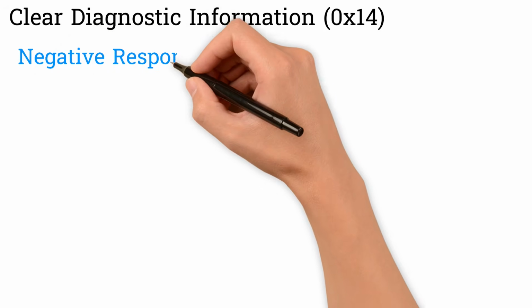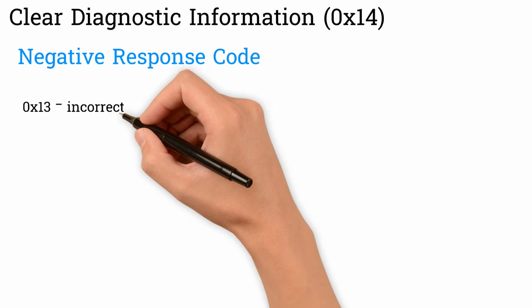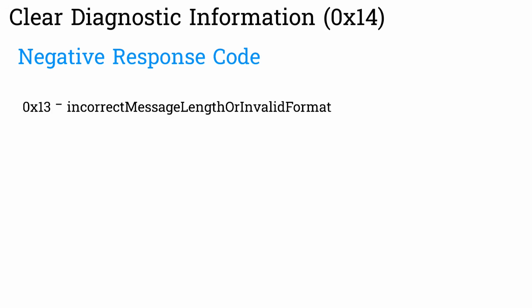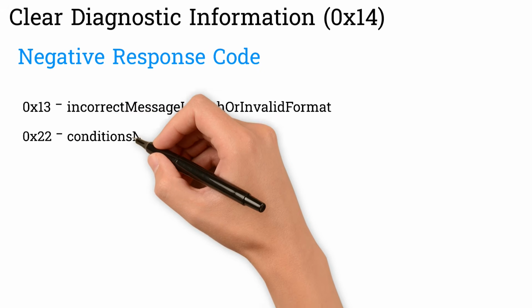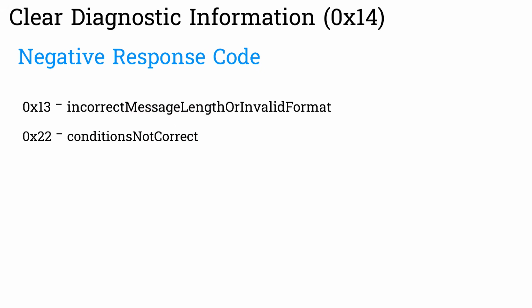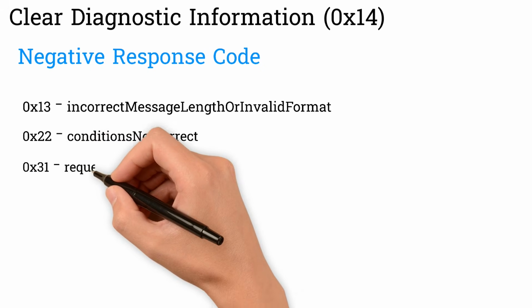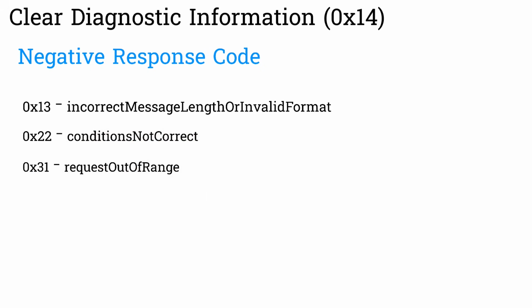Following are the NRCs supported. NRC 13, incorrect message length or invalid format. This NRC shall be sent if the length of the message is wrong. NRC 22, conditions not correct. This NRC shall be used if the internal conditions of the server prevent clearing of the DTC related information from the server. NRC 31, request out of range. Sent when the groupOfDTC parameter is not supported.